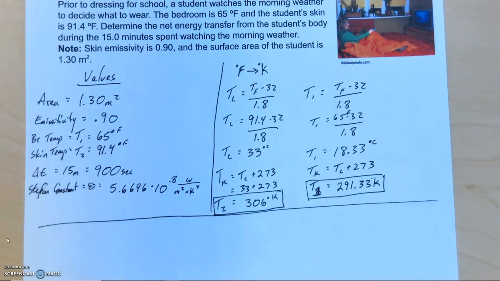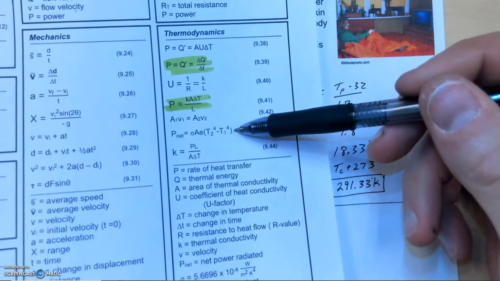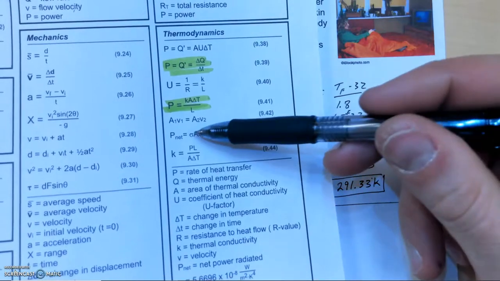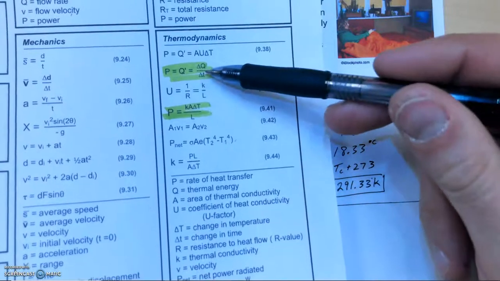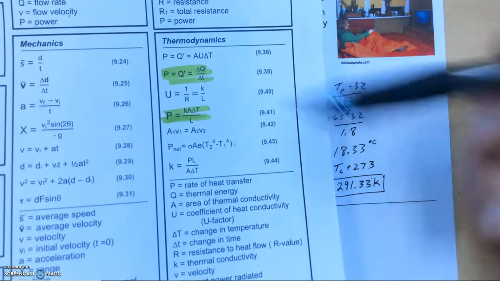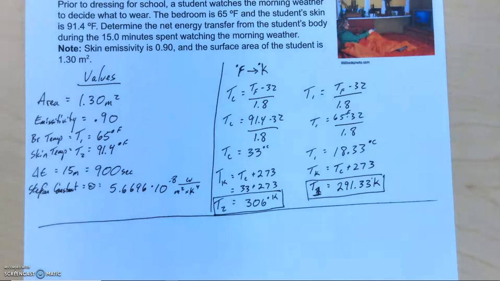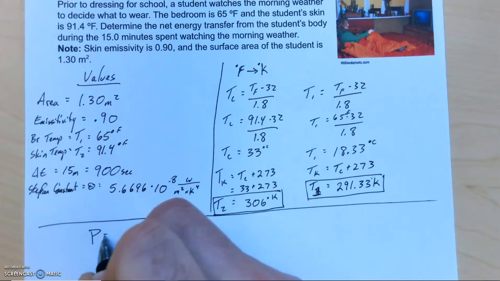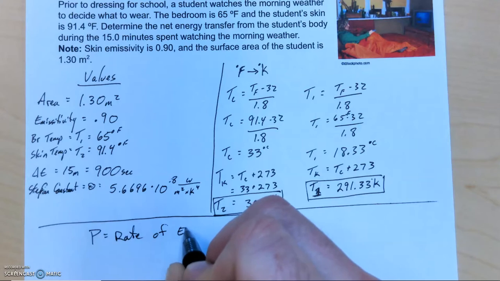Next, we're going to be looking at our formulas to see which ones we're going to be using. We're going to be using the rate of heat transfer, net gain. We have Stefan's constant, our area, and our temperatures. We're also going to be using this one up here, the change of thermal energy over time. So let's write those down. What we're looking for is P, which is the rate of energy transfer.